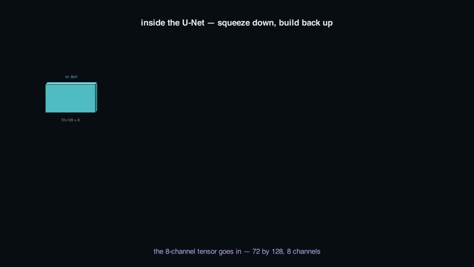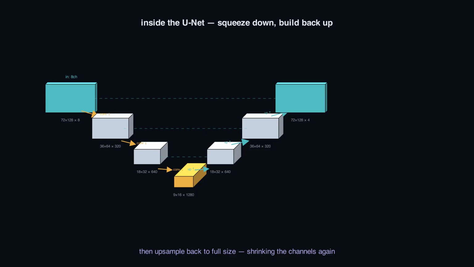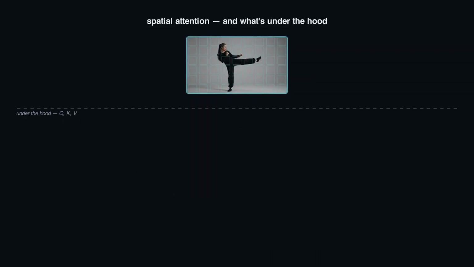Those 8 channels feed the workhorse of the whole thing, a UNet. In goes the tensor, 72 by 128, 8 channels deep. And it does what you saw in the first film, it squeezes the picture down. Each step halves the height and width, while the channels grow, trading resolution for understanding. Then it builds it back up to full size, with shortcuts across so it never forgets the fine detail. And out the far side comes something the size of a frame, but it isn't the frame, hold that thought. Because the real magic is what happens inside those blocks.